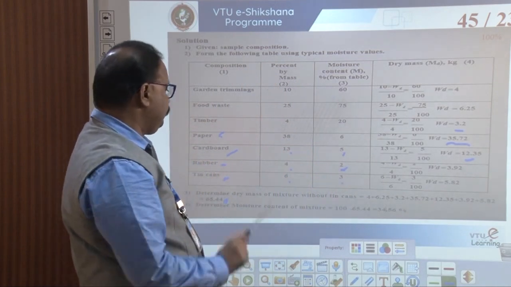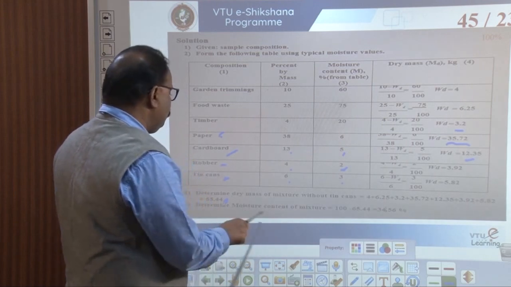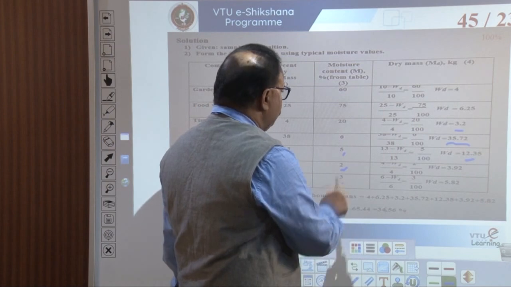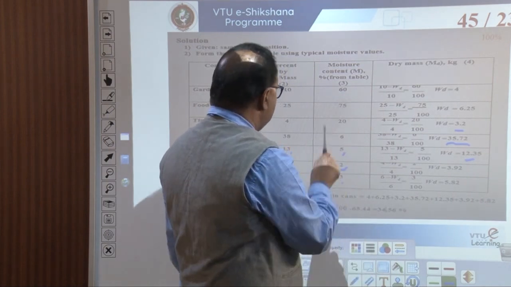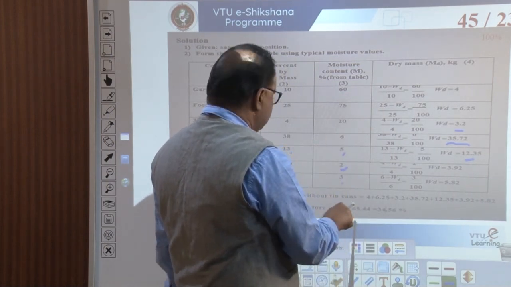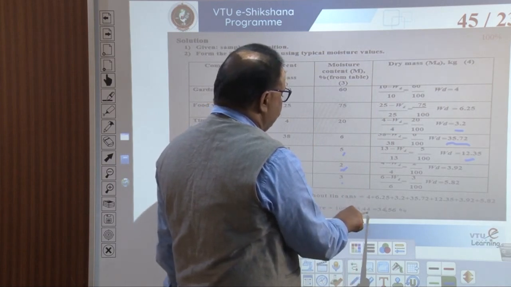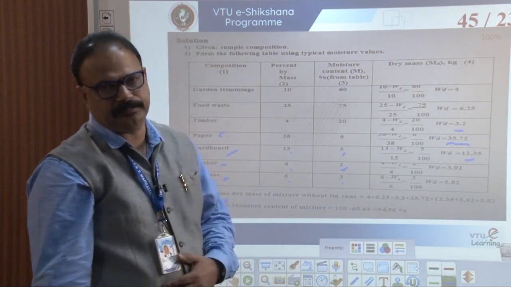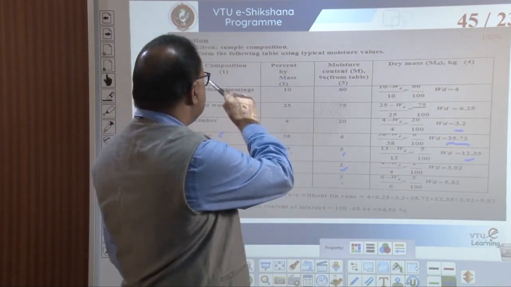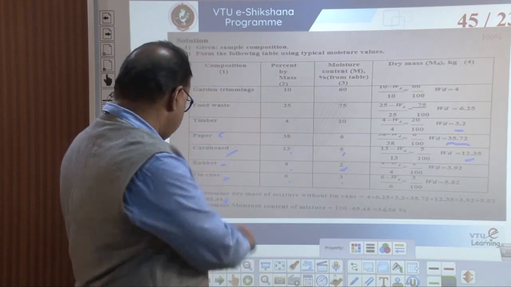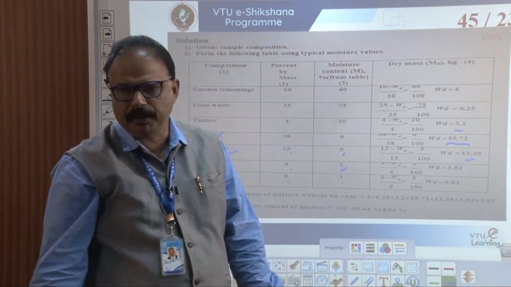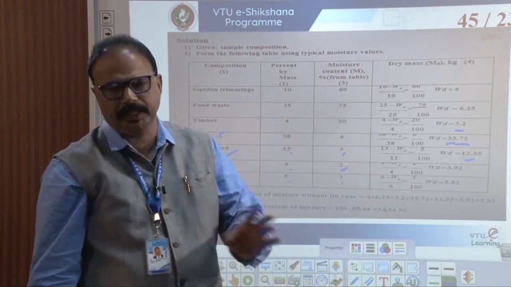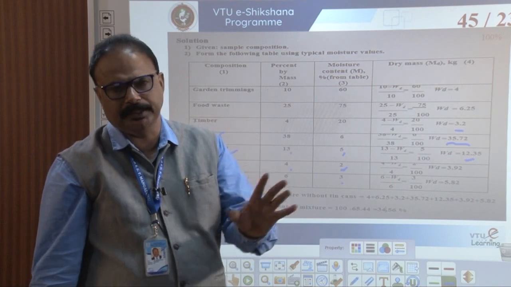Determine the moisture content: 100 minus 60.5. For 100 we have taken the total, 1 kg. So 100 minus 60.5 is 34.56%. This is the moisture value. Okay, 100 minus 34.56 is 65.44. Okay, these are the two numerical problems of the moisture content.